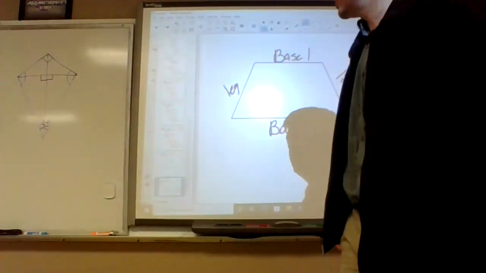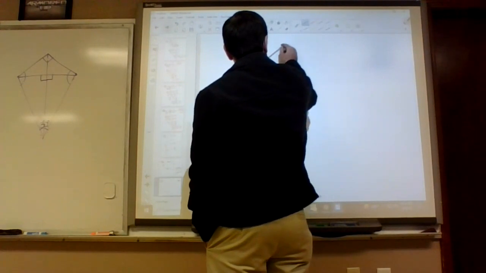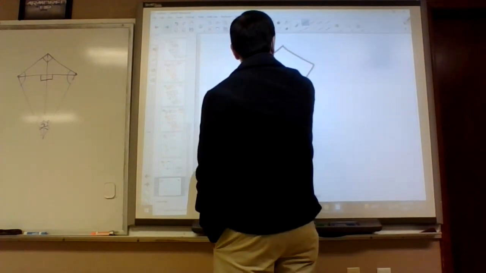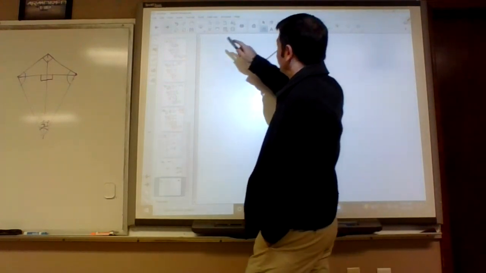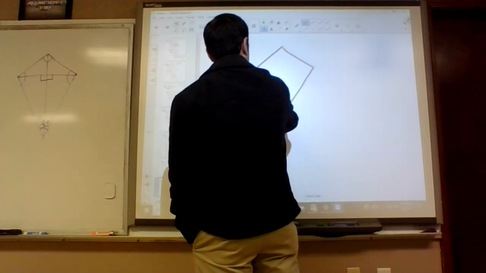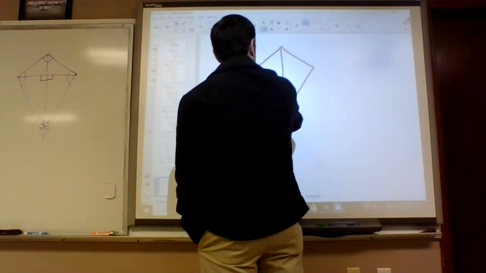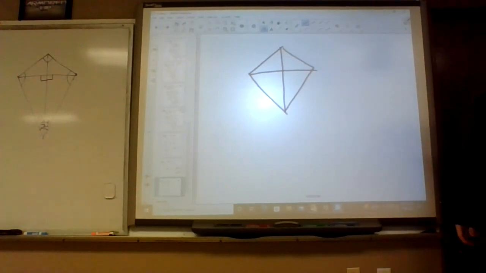All right, and then we got a couple more. So the other thing we're learning is, what shape am I drawing here? Kite. Said it before I did it. Bad kite. Let's see if I can get a little bit deeper. No, I'm not. Close enough. Okay, kite.